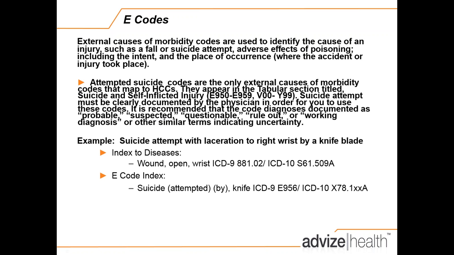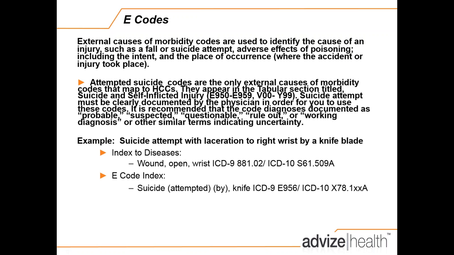E-codes, external causes of morbidity codes, are used to identify the cause of an injury, such as a fall or suicide attempt, adverse effects on poisoning, including the intent and the place of occurrence where the accident or injury took place. So again, you're going to have these particular codes that go in conjunction with the laceration of an arm or what have you. If they fell off a skateboard or what have you, this information is going to fall into place.